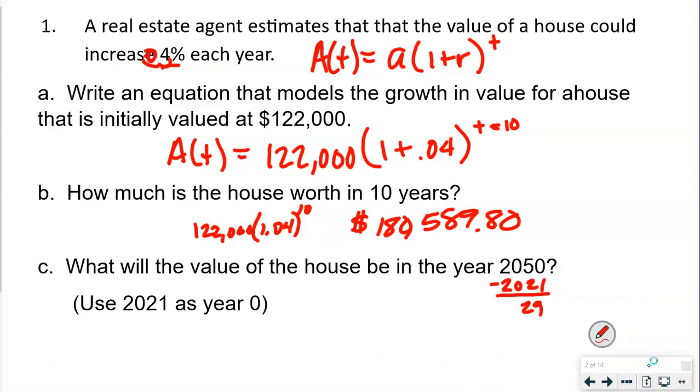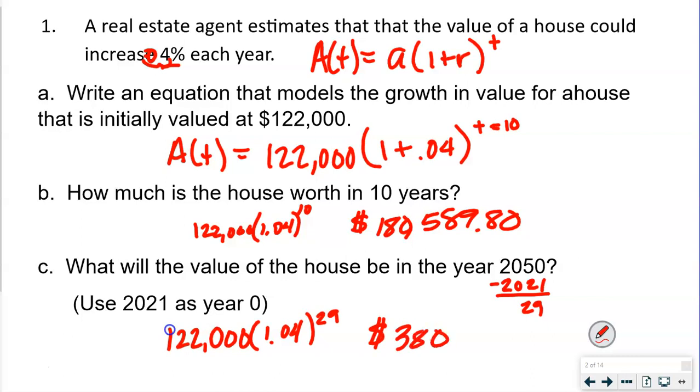So we're going to do the same thing we did before, 122,000. And we're going to do the 1.04, but this time we're going to take it to the 29th power. And when we do that, we're going to get 380,475.4. And in the calculator, it's 0.4771. So that third 7 is going to round up the 7 to an 8. So this is going to be $380,475.48.